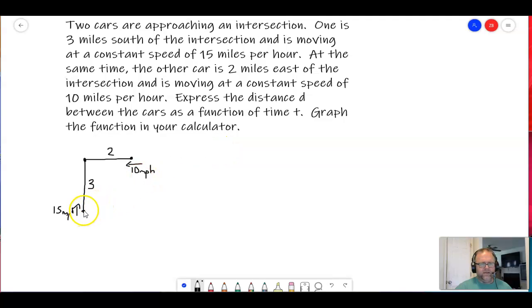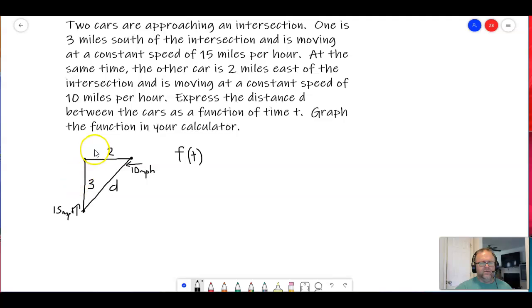So the distance between the cars is going to look like this. Wow, I wrote a straight line there. We're going to call that d, between the two cars, as a function of time. So it's a function with respect to time. That means at a certain time, where are these cars according to that time?